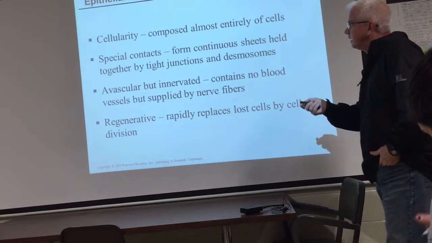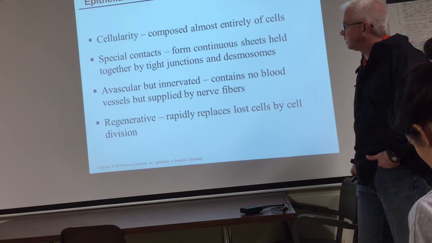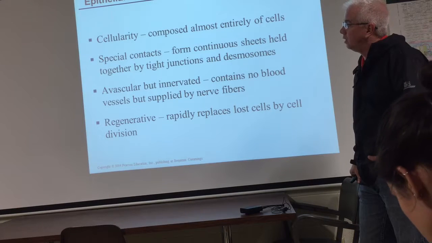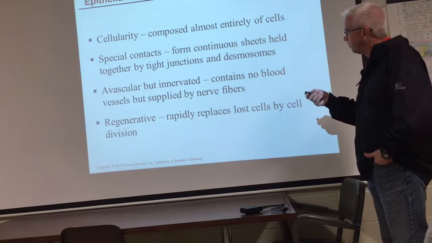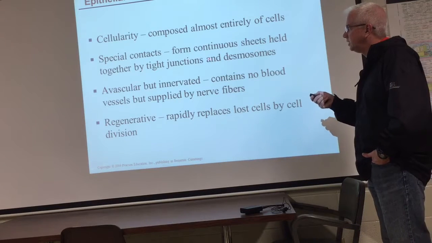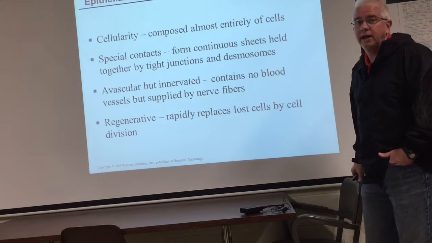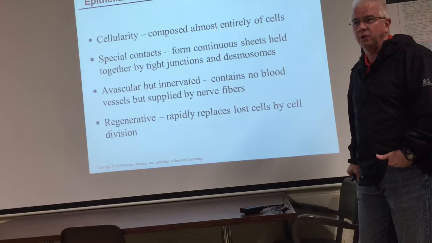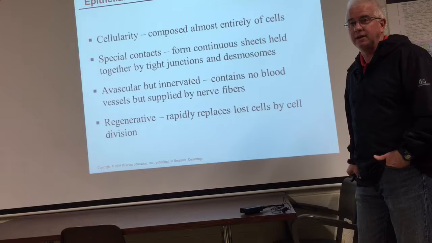All right? The second thing, and I have a little blurb to say something more about this in terms of contacts on the first epithelial slide, the first example. Specialized contacts. They form continuous sheets held together by tight junctions and desmosomes. Now, if you had a good anatomy teacher, you would already know this. You would already know what a tight junction and a desmosome is. In fact, I did that on purpose.